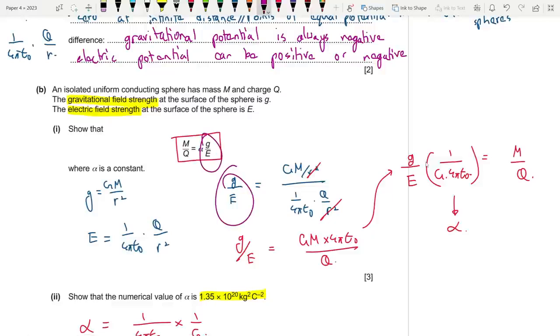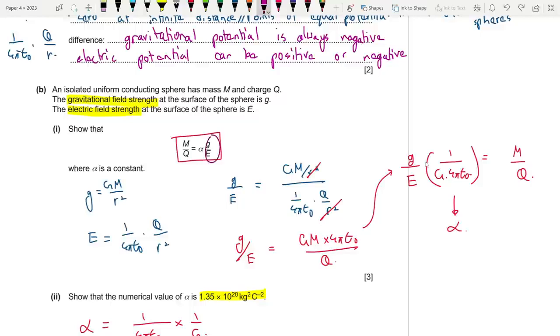I'm just copying them. I wrote g by e, which is gm by r square divided by 1 by 4 pi epsilon naught into q by r square. I can get rid of the r square on both sides, numerator and denominator. And after reciprocal, 4 pi epsilon naught actually goes to the numerator along with gm, and the whole thing is divided by q. Now here's the thing.